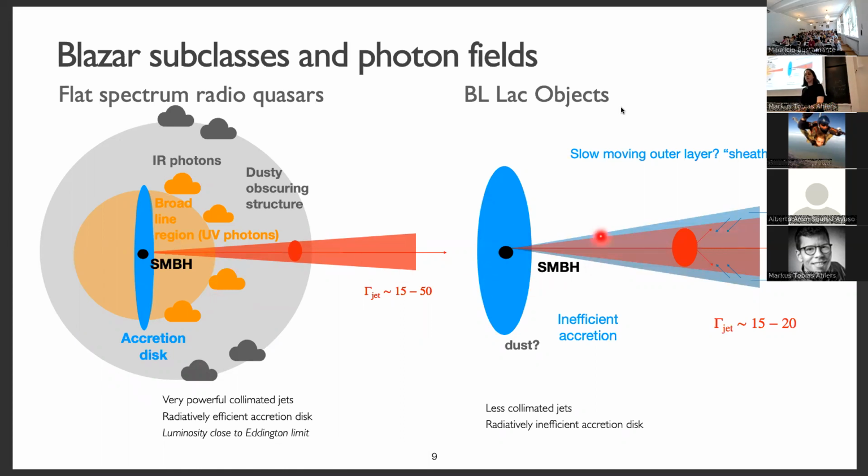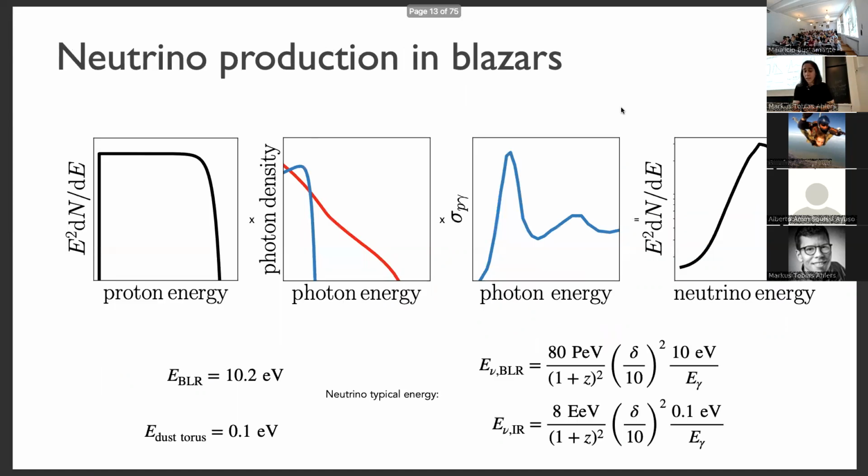We just have the photons inside the jet. So naively, you can guess we won't have that much neutrino production here, just because of the absence of target material. Okay. Now, what does neutrino production look like?